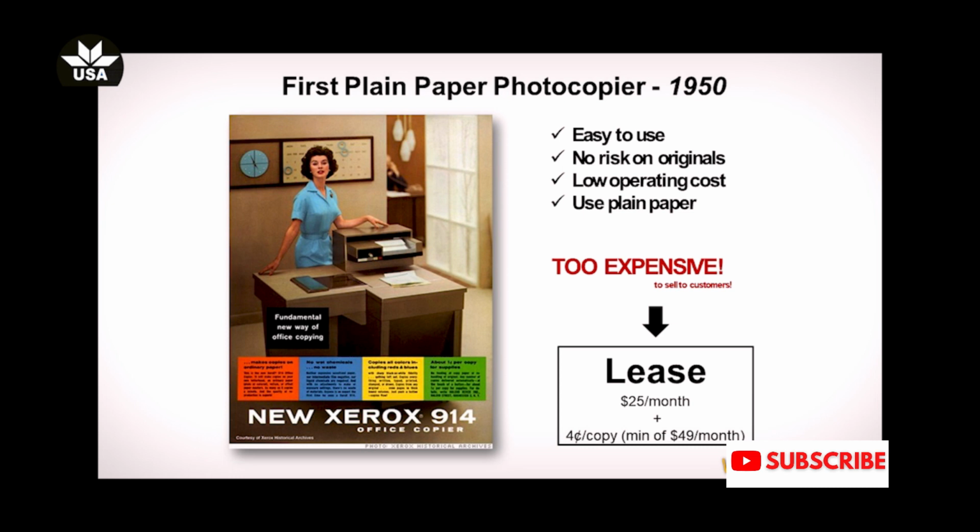As you can see right in front of you, this is an ad of a Xerox photocopier from the 1950s. If you analyze this ad, it is based upon multiple dimensions of the very same product. As you can see on the right hand side, it is clearly mentioned why you should be buying this product: because it is easy to use, there is no risk to the original document, the operating cost is quite low, and you can use plain paper.